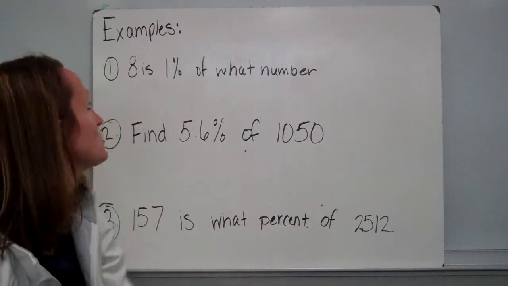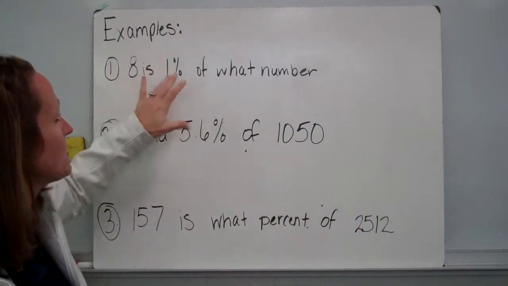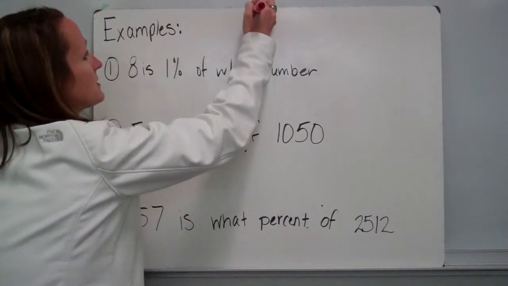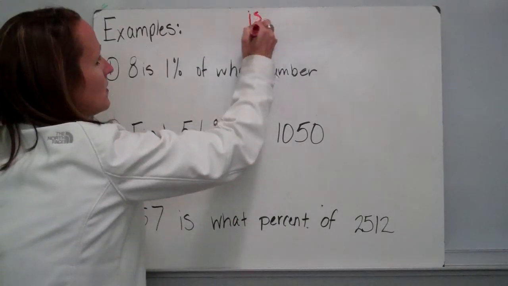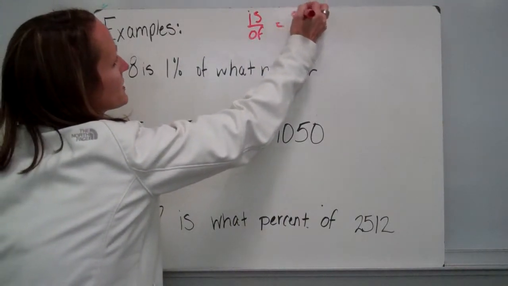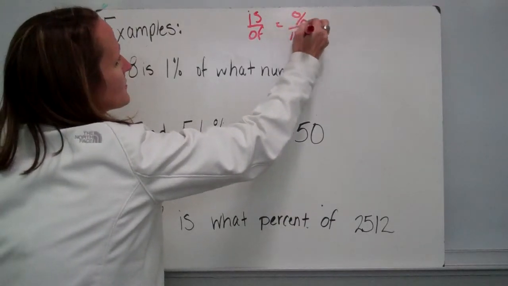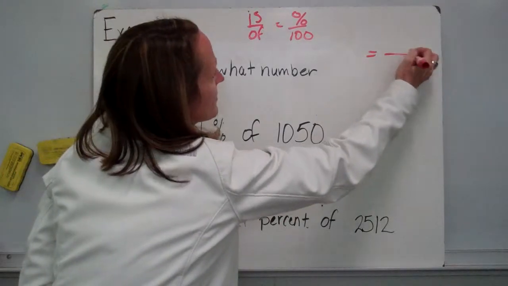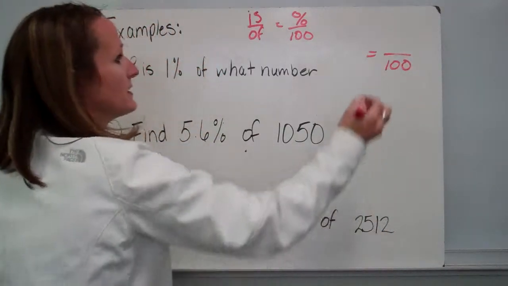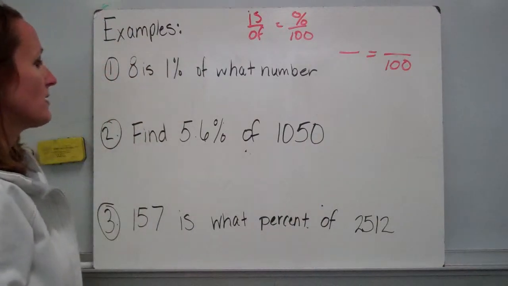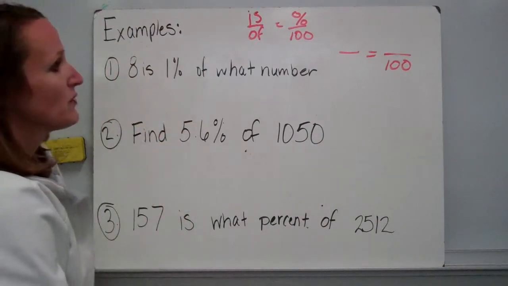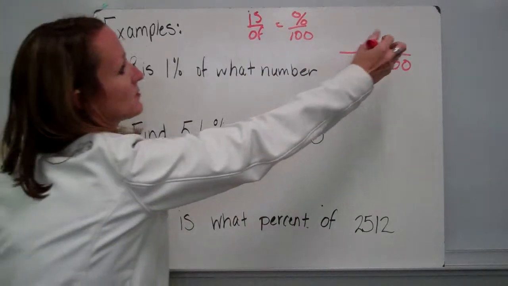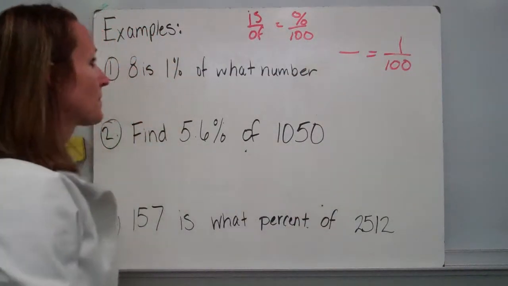Okay, so let's look at this first one. 8 is 1% of what number? So remember, this is our proportion, is over of equals percent over 100. So I already know when I go to solve this problem that 100 is going down here. What else do I know? Well, I know that I'm dealing with 1%. I can drop the percent. I've got the 100 there, so I can just write 1.